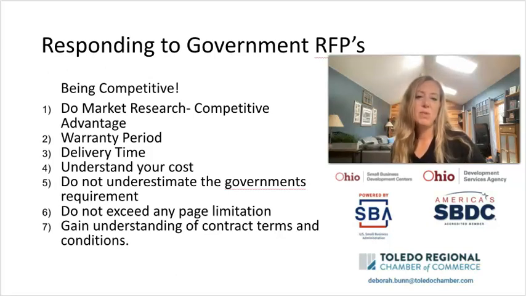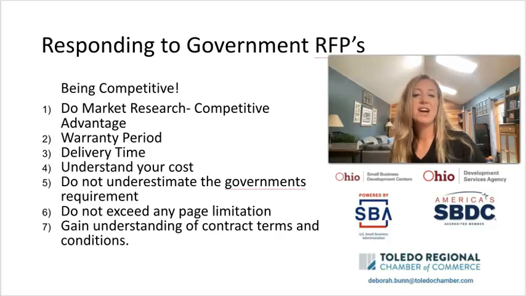Do not underestimate the government's requirements. There are many requirements. This document typically is huge. Make sure that you understand all of them so that you don't have any unforeseen costs. Do not exceed any page limitation. If it says a one-page upload, then only upload one page.